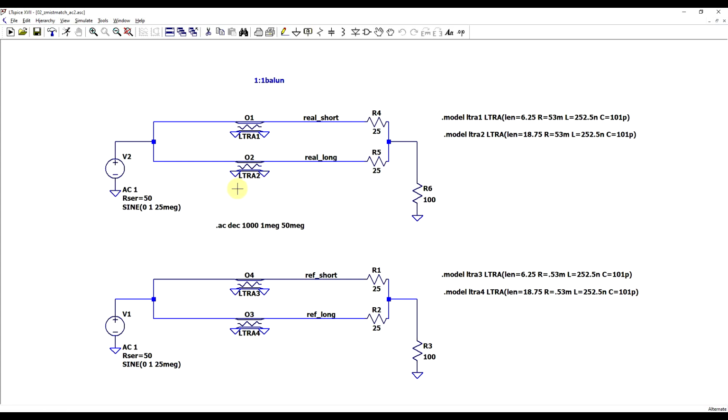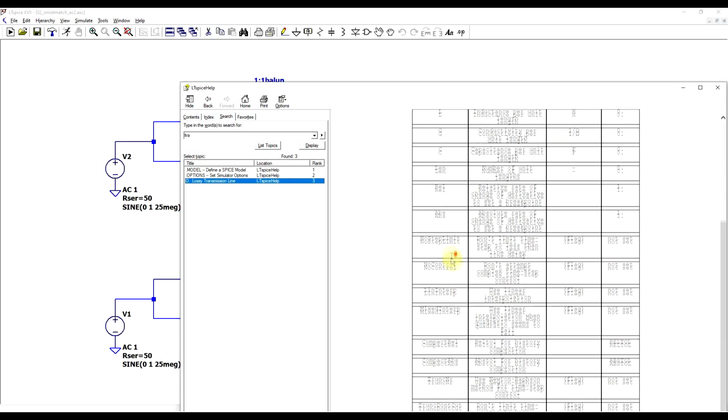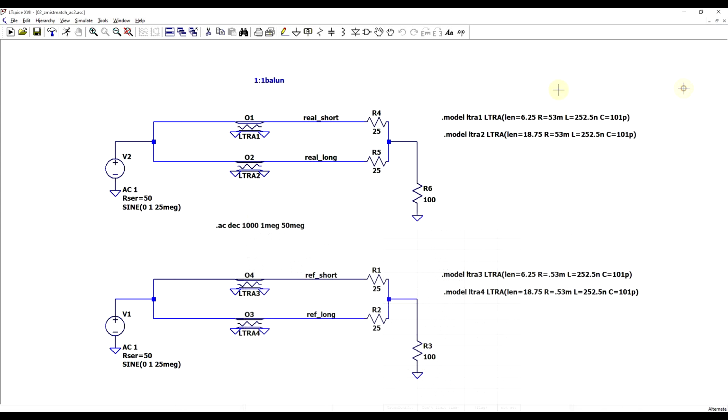So LTSpice also contains the option for modeling lossy transmission lines. With this option, you can model a transmission line by giving it a specific length and then characterizing the parameters of the unit of length. So you have various parameters that can be defined. In my case, I just defined the length in meters and then tried to calculate the specific inductance and capacitance per unit of length and the DC resistance from the datasheet.